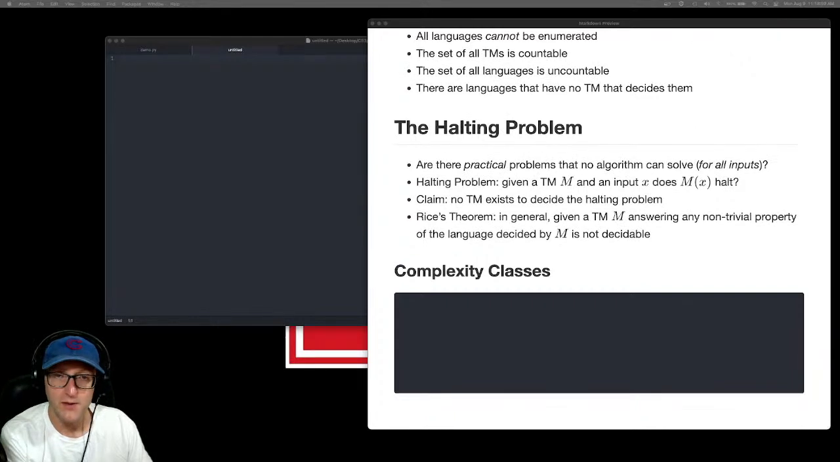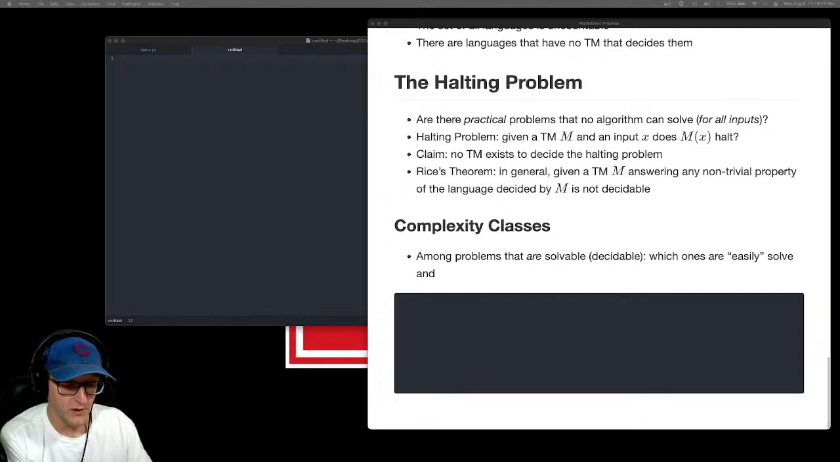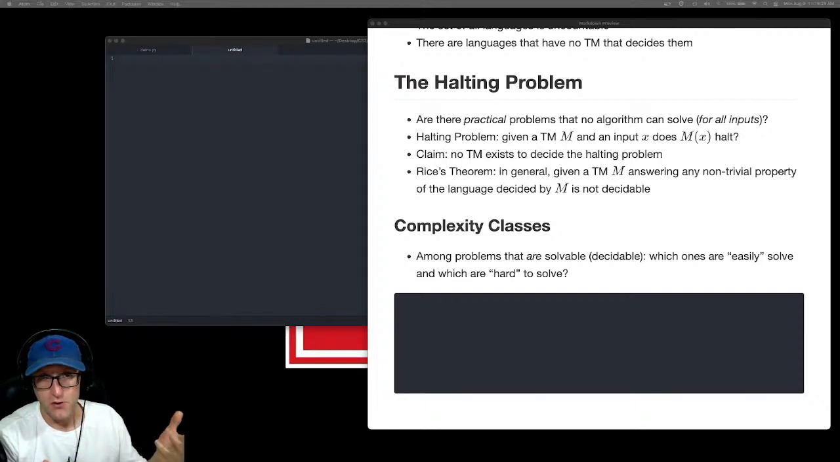And we're going to start talking about complexity classes. Among problems that are solvable, in other words, decidable, which ones are easily solved and which are difficult or hard to solve? To answer that question, we need to start capturing notions of work, of resources. And you've seen this before with big O notation, that time is a resource, that memory is a resource.